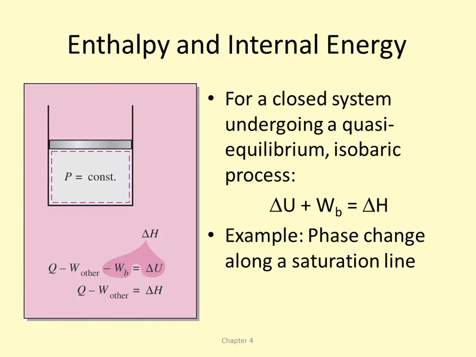Enthalpy and internal energy, we talked about this. So for a closed system that has boundary work involved and it's a constant pressure process, then we can move this boundary work to the other side of the equation and we have our change in enthalpy. So this phase change along the saturation line would be an example of when the pressure is constant and allows us to just combine the change in energy term with this boundary work term to get enthalpy.